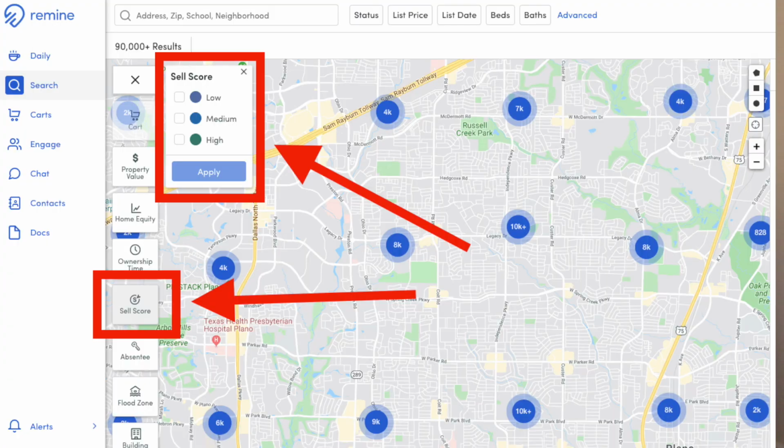Now the third way to get seller leads is by using the sales score. The sales score is an indicator, aka an algorithm, that places properties under a low, medium, or high sales score. A high sales score are those properties that are likely to sell within the next 12 months. A medium sales score are those properties that are likely to sell between 12 and 24 months, and a low sales score are those properties that are likely to sell 24 months and beyond. So this one's pretty simple. Identify the high sales scores and market to them.